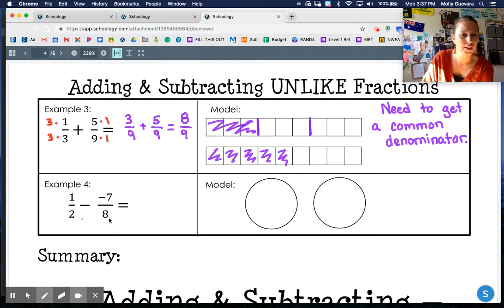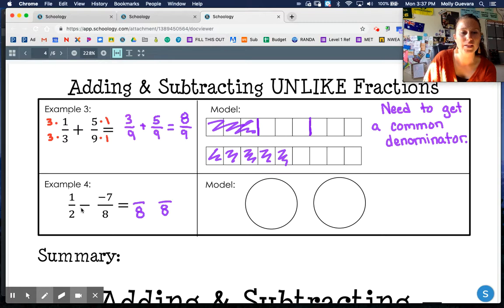Same thing here. For the last one, I have to get a common denominator, so I'm going to ask myself, what is a number that both 2 and 8 go into? And so hopefully we realized that 2 goes into 8, and 8 also goes into 8. So I kind of want this 8 on the bottom.